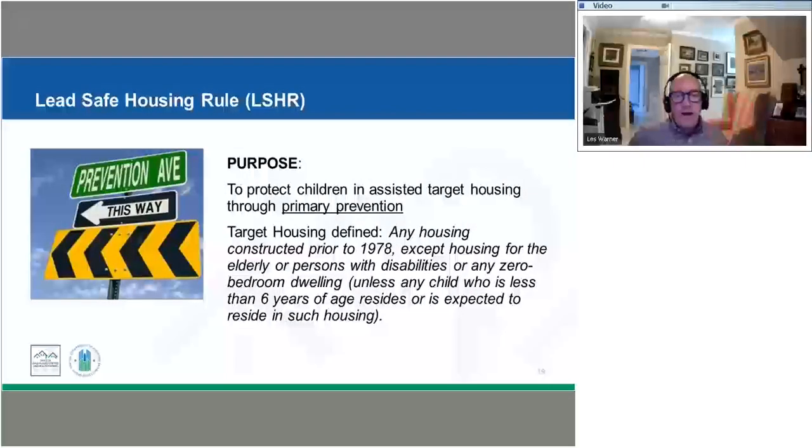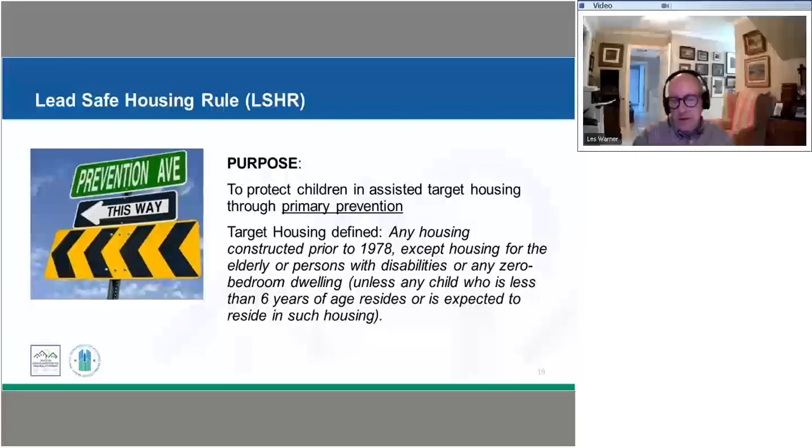So the lead-safe housing rule was put in place, and it's really to protect children who are living in assisted, targeted housing. And when we talk about targeted housing, that's housing that was constructed prior to 1978, since we know that use of lead in paint was banned in 1978. So it targeted those units built prior to that period. And our primary goal here is to prevent that exposure to lead hazards.